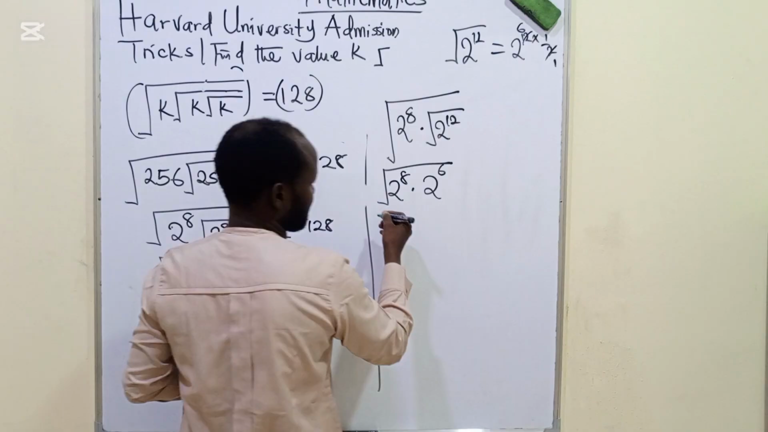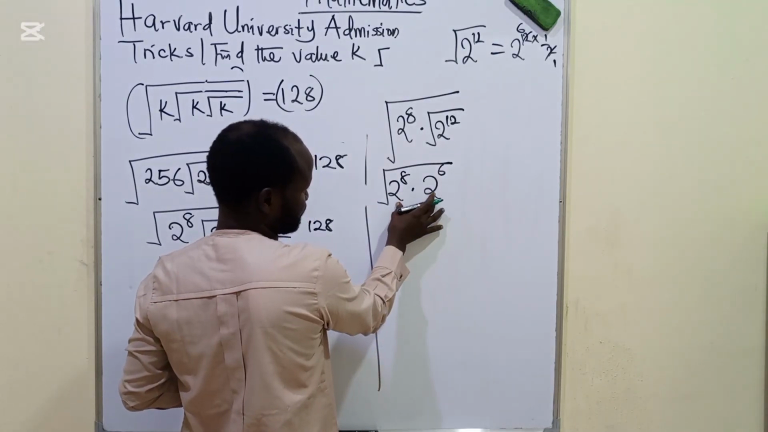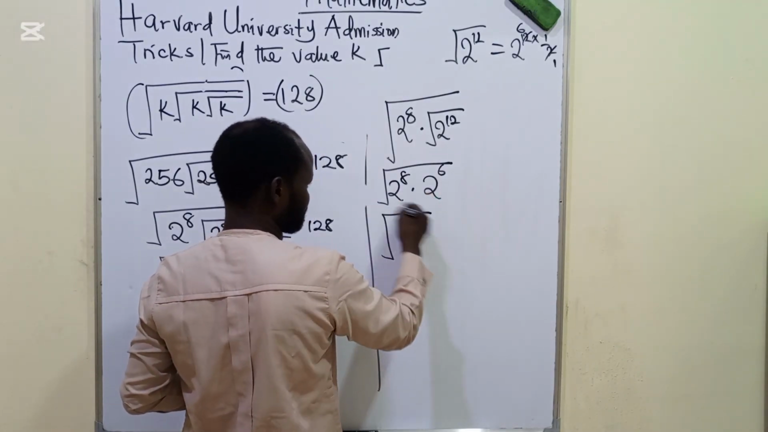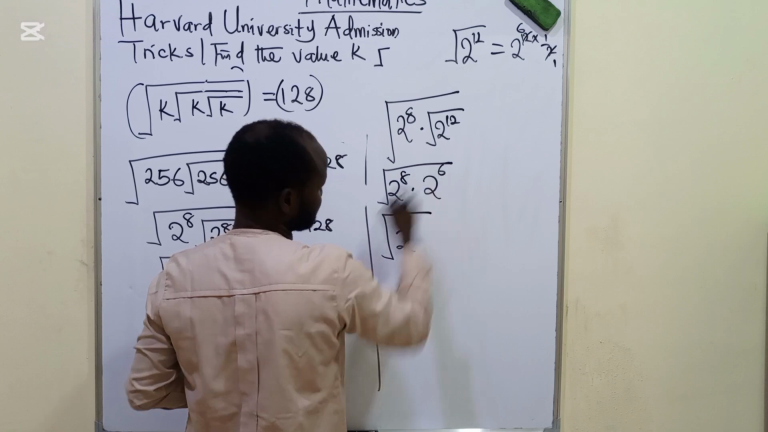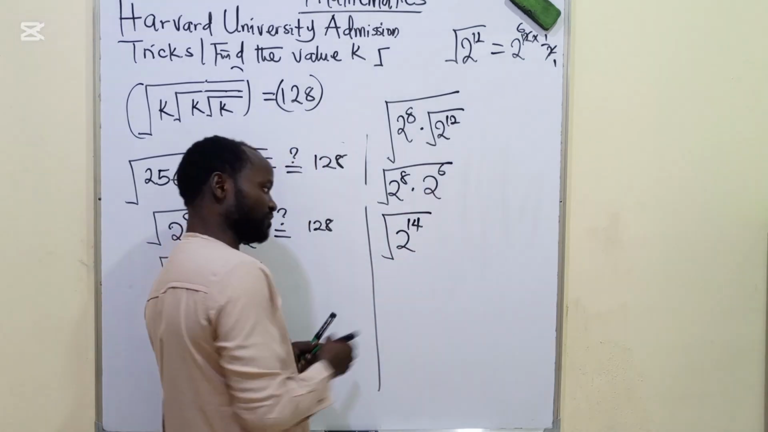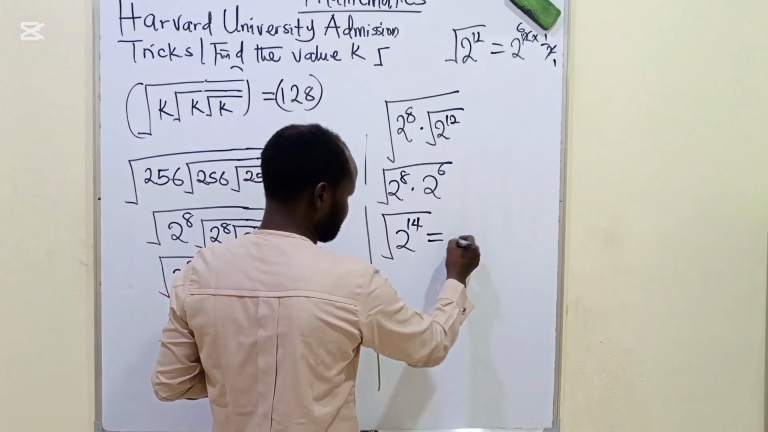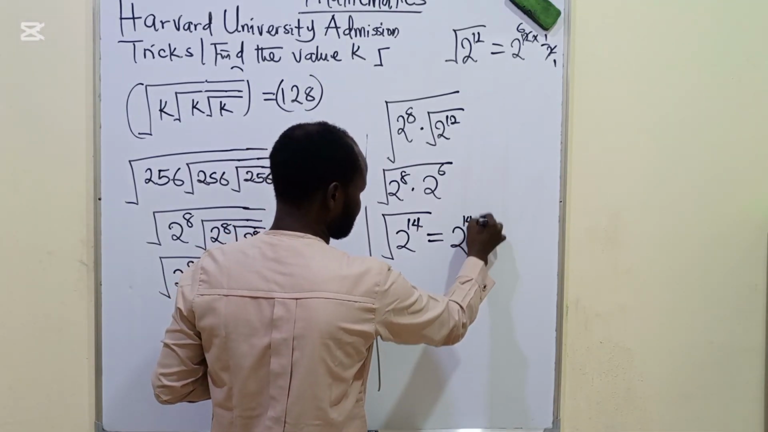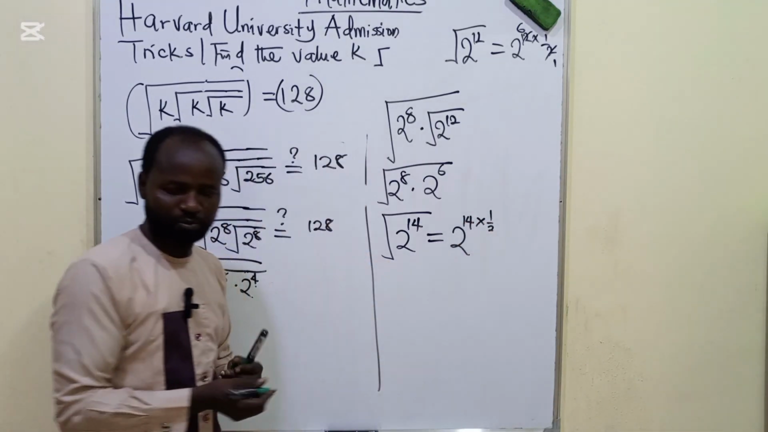Okay? Let's add what we have now under the square root. This will be the square root of 2 power 8 plus 6. That will be 14. Root 2 power 14 is the same as 2 power 14 times a half using the power law now. I hope we are together.